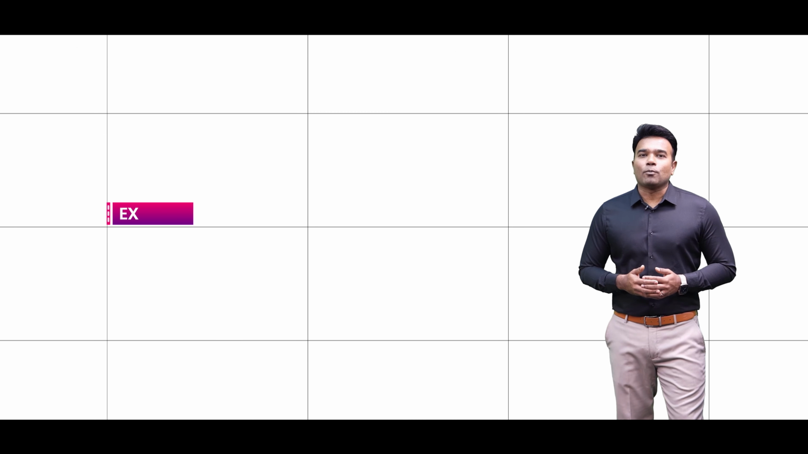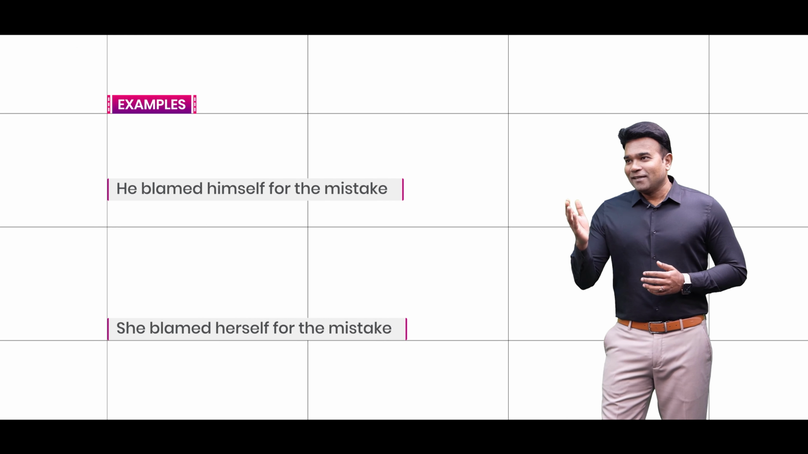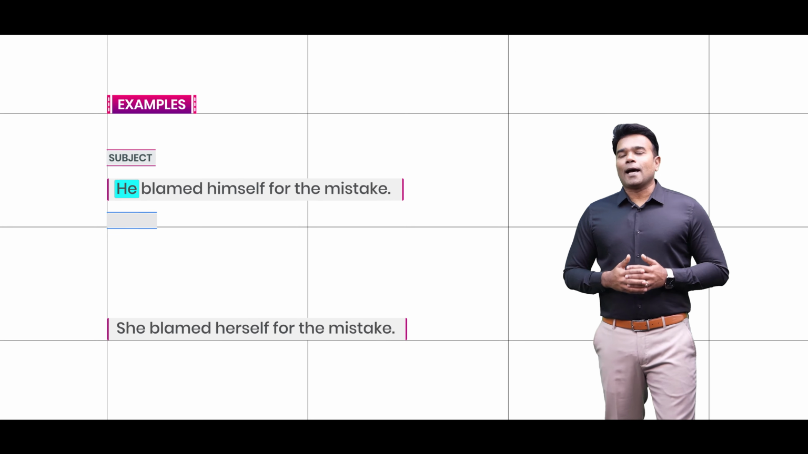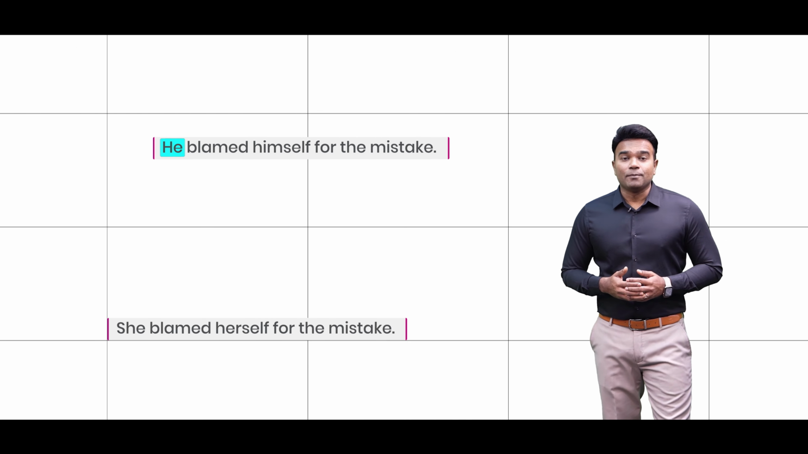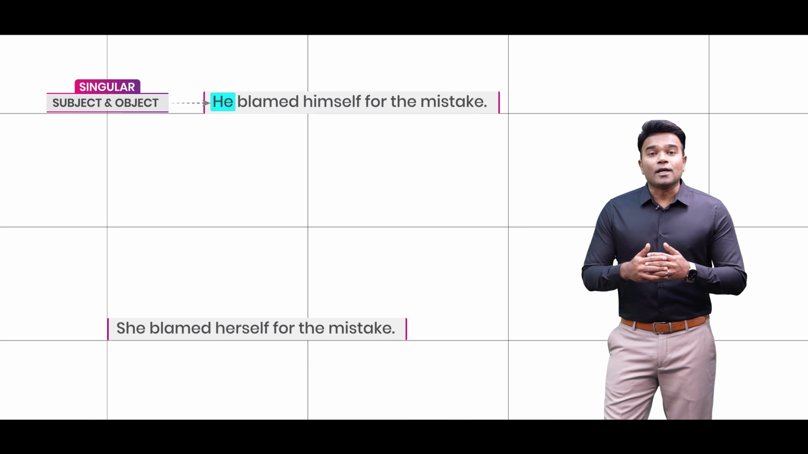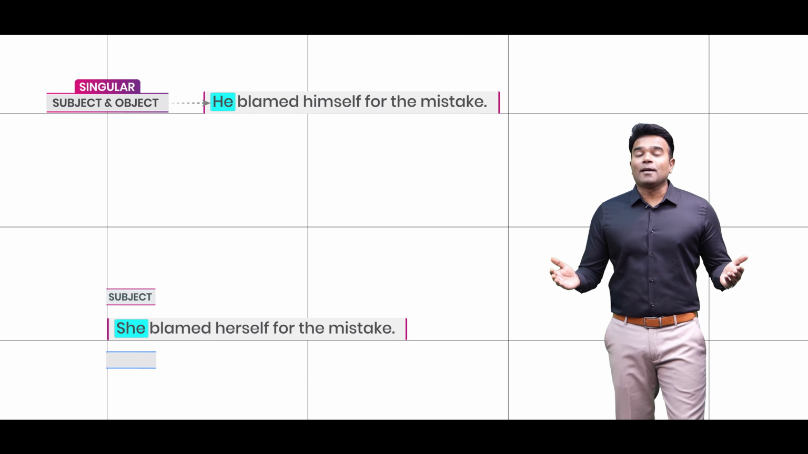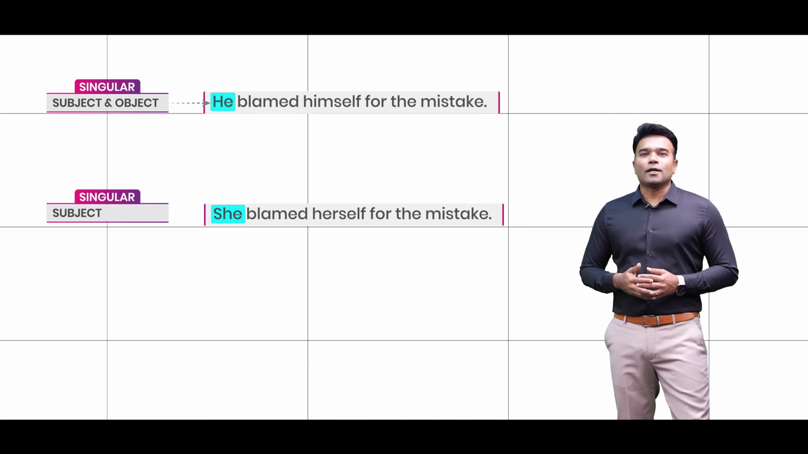Even before I give you more examples, what I want you to do is have a look at the two examples that I have already specified. In the first sentence, he no doubt happens to be the subject and the object of the sentence, but I am sure you understand that it happens to be a singular subject and a singular object. Similarly, in the second sentence as well, she happens to be both the subject and the object, but even this happens to be a singular subject and object.